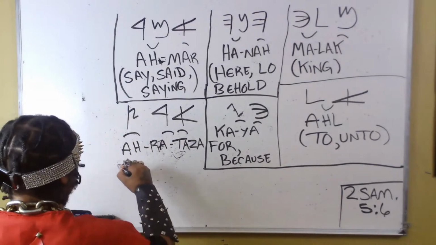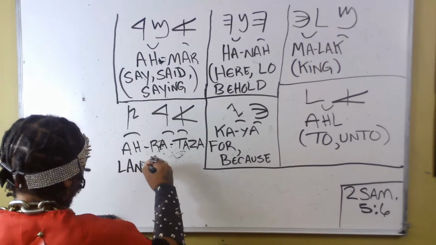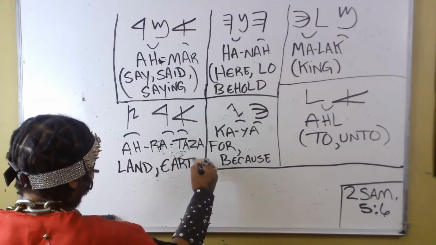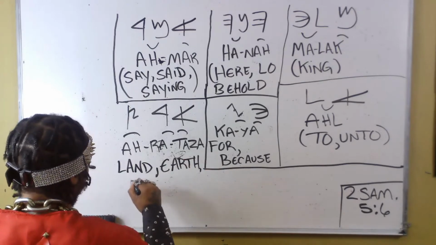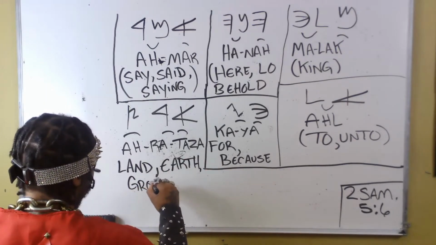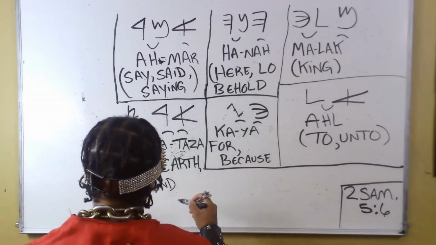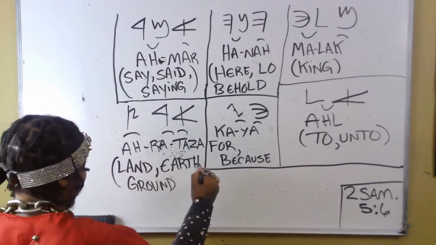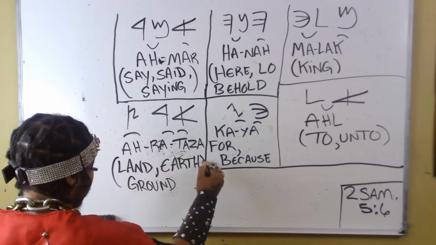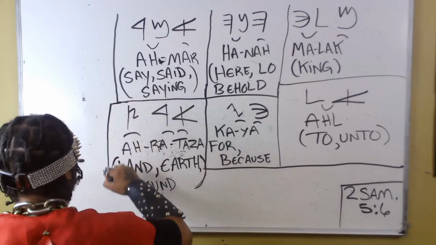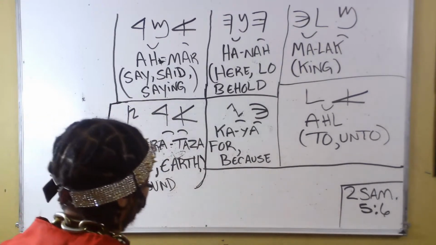Arataza is a word that means land, earth. It's used as earth. That's the main one. Earth is the main one. Land, ground. Earth and ground are the two main ones, all right? That is what it's used as. So land, earth, ground. Okay? The word arataza. All right.